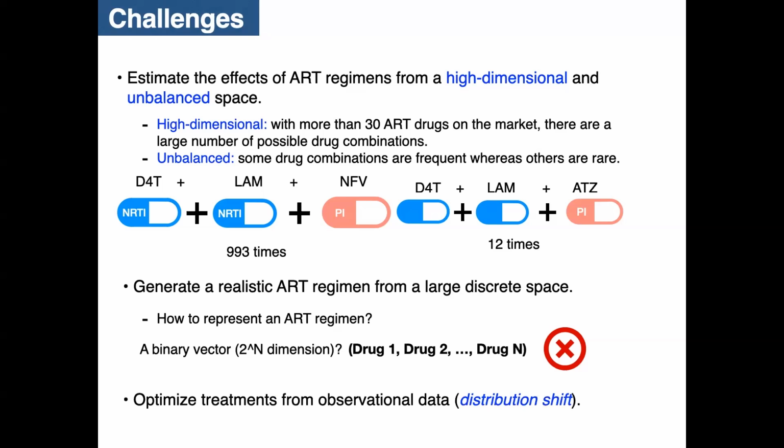And the last one is we're essentially optimizing treatments from observational data. It's not clinical trial data, so it's observational data. And sometimes this problem is also called distribution shift challenges.